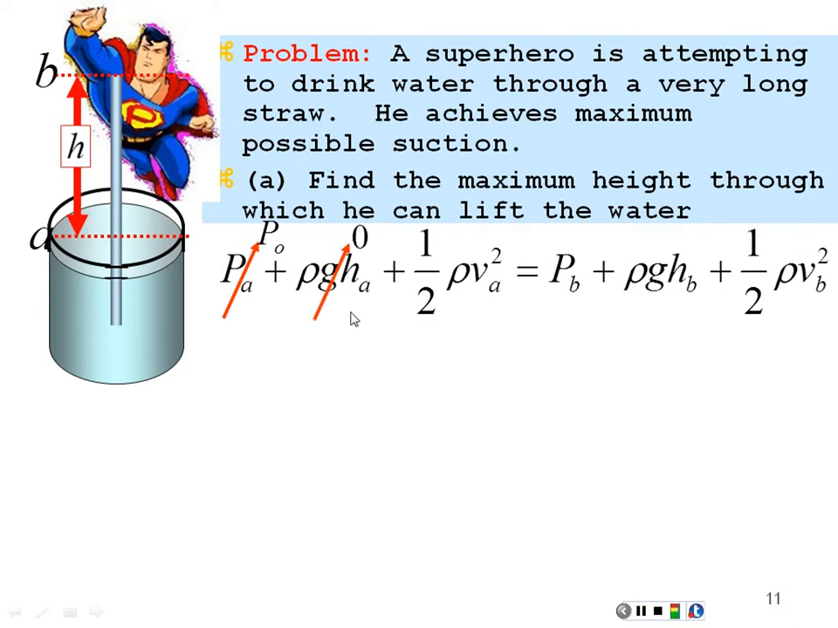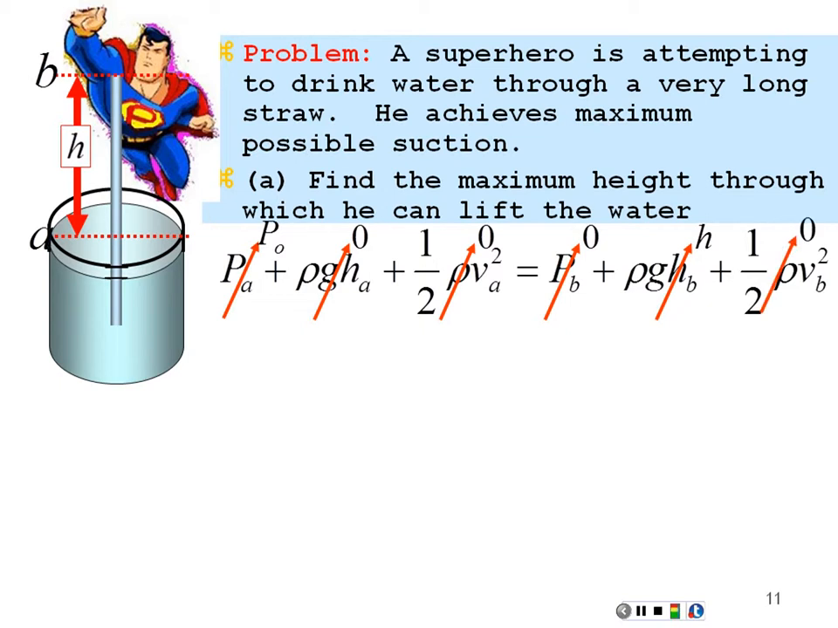We can define height at A as being 0, and then the height at B will be h above that. Velocity at A is 0 because as he's pulling this liquid through, that reservoir really doesn't change very much. It just maybe goes down a little bit, so it's moving really, really slowly. And at first, when he's pulling this through, it's not really moving too fast at point B either. So the velocity at A is 0, the velocity at B is 0, pressure at B is 0 because he's got maximum possible suction, he's got a vacuum there. Height at B is h.